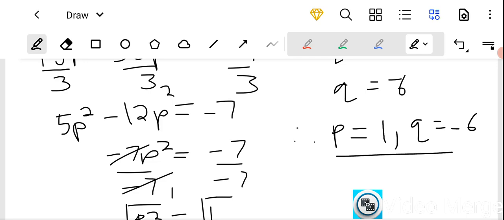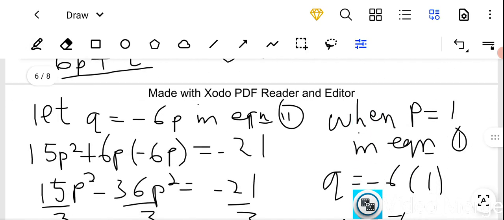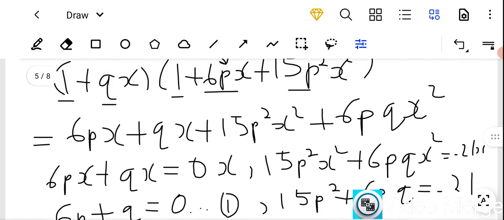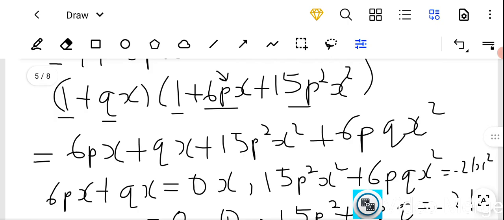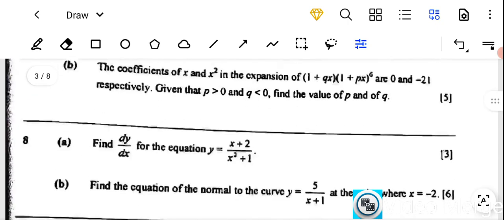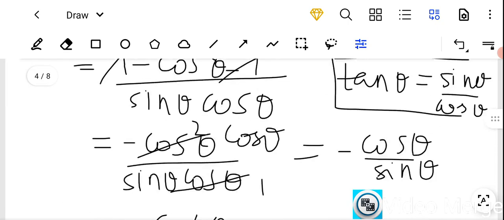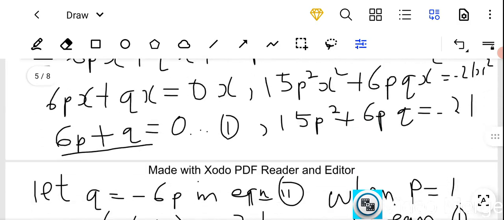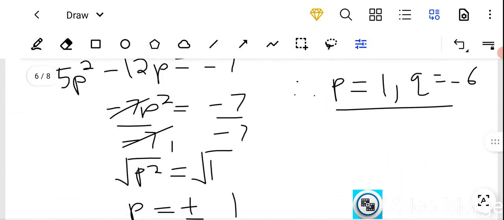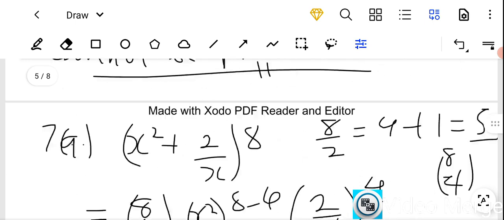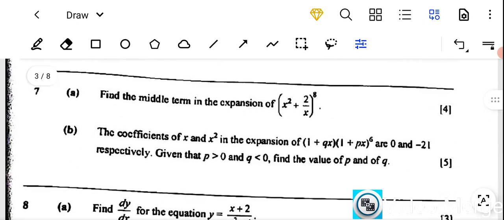And if you look at the conditions for the question, they said q has to be less than 0 and p has to be greater than 0. So as we can see from our solutions, q is less than 0, p is greater than 0, and therefore the solutions are valid. And then we go to question 8.